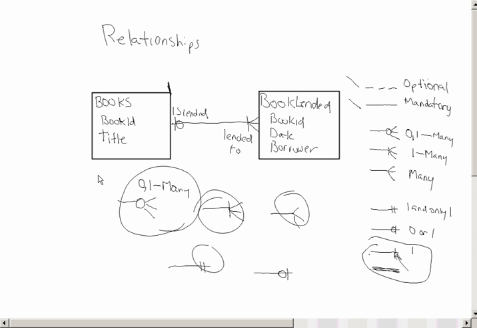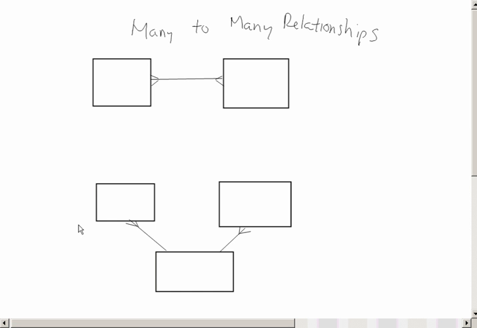So hopefully that gives you a sense of what the relationships are like, and the notation that we use to describe them, and the role that it has in helping us to understand, by just looking at this diagram, the kinds of constraints, particularly referential integrity constraints, that I'm going to have to create for my database. Now we want to talk about a few special relationships.